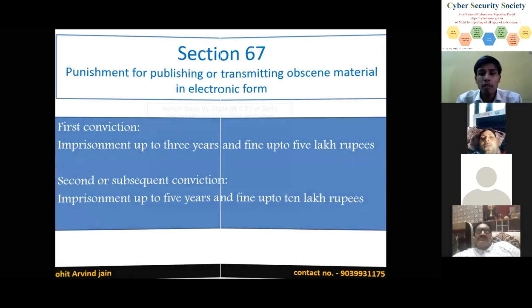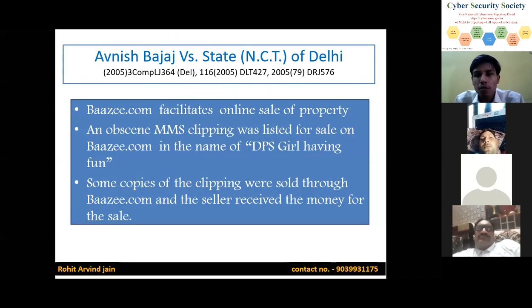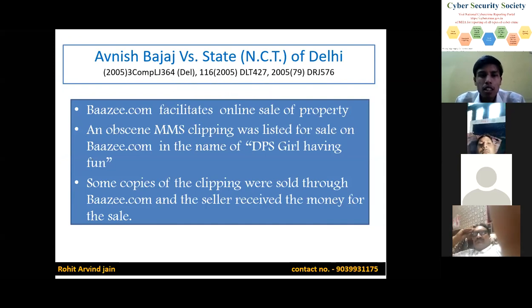There is a very famous case of Avnish Bajaj versus State of Delhi. You can write it on your paper for remembering. This is a very famous case.